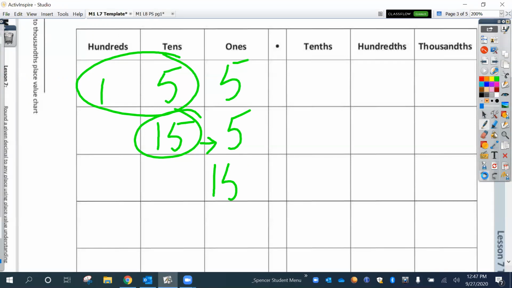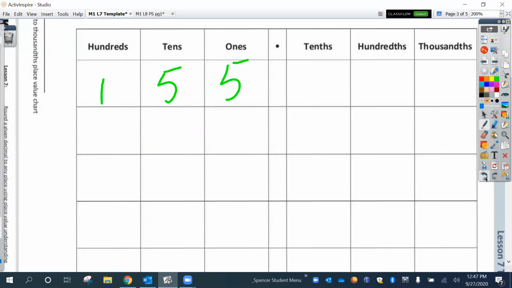So I'm just going to take out those circles so it's a little easier to see. We can regroup this because remember, anytime we have more than 10 in a place value, we have to regroup them to the left. Now we're just going backwards and decomposing them. Okay, so now that we have that, now we can think about rounding these numbers to the nearest tens place.